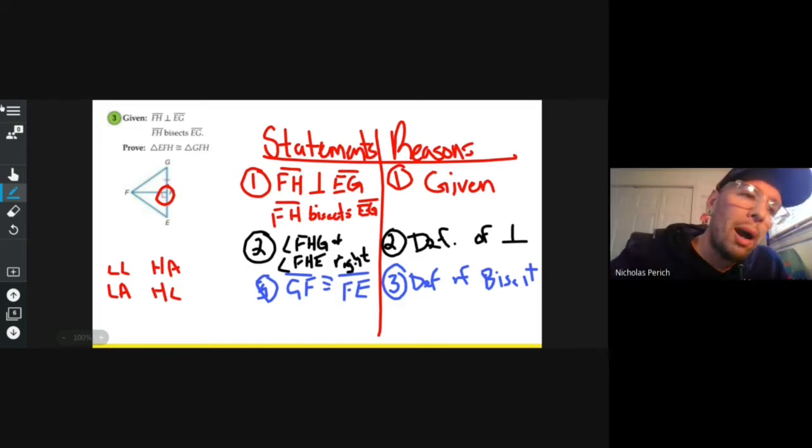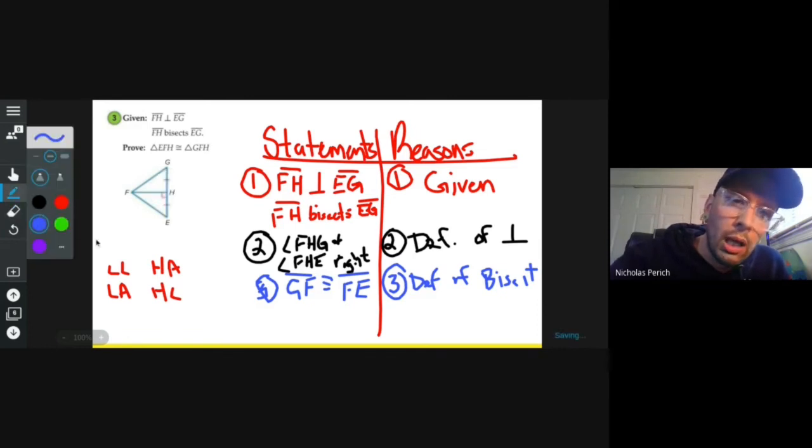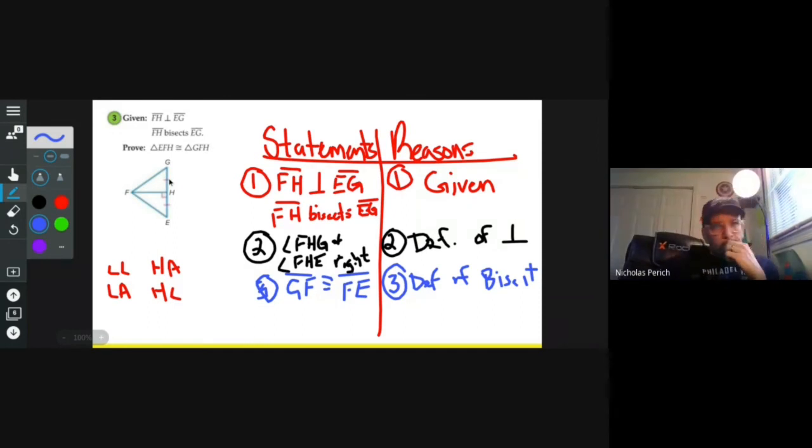Okay, so by doing this, let's look at the picture. We have a side, we have an angle. I need one more thing. What's one more thing that I can say is congruent, even though it doesn't tell me that? This one thing seems to happen in almost every single problem that we do.